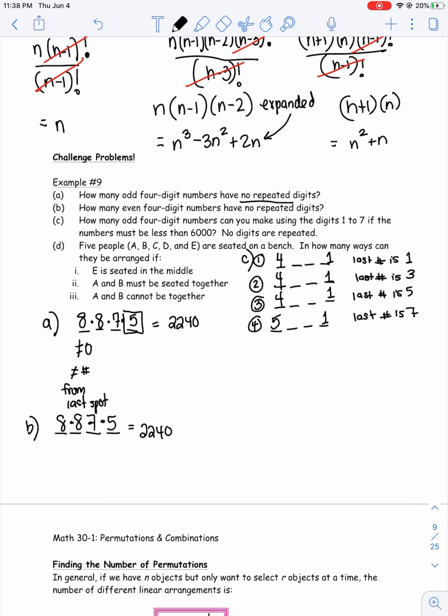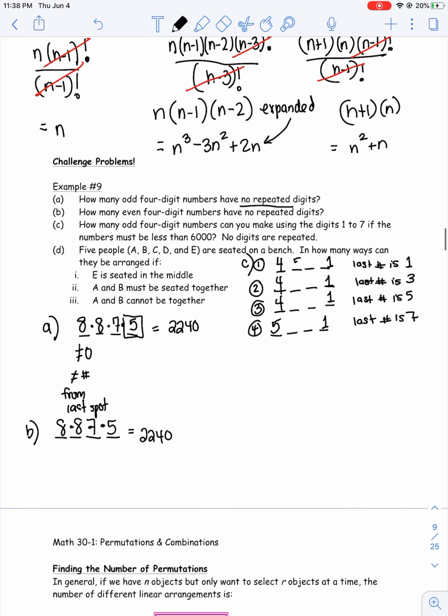Now, since we have 1 through 7 that can be allowed, we've already used 2 numbers for each of these cases. So that means for the second digit, there's 5 choices for all of these second spots. Normally there's 7 numbers, but since I already filled in 2 spots, there's 2 less from 7. So that means 5 numbers left. And then for our third spot, there's 4, 4, 4, 4, because 1 less than that previous number.